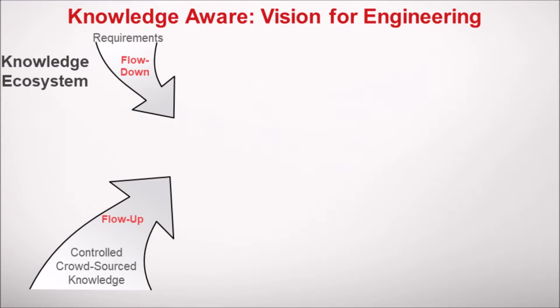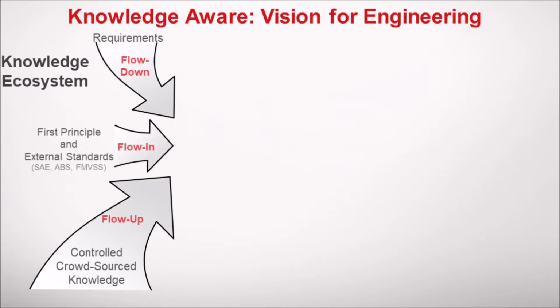Next, we're going to introduce this concept of flow in. Now, flow in is the idea that there are external standards that aren't big R requirements. They are knowledge about first principles or external standards that are useful to the process that will help glue controlled crowdsourced knowledge, or little r's, in the context of big R requirements flow down, ultimate customer requirements. And there's lots of examples of this. External standards come from SAE, in shipbuilding ABS. Sometimes you can consider FMVSS a big R, but it's also this kind of flow-in concept.